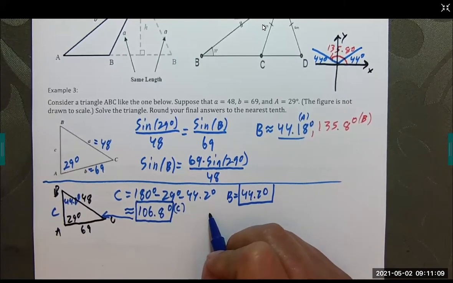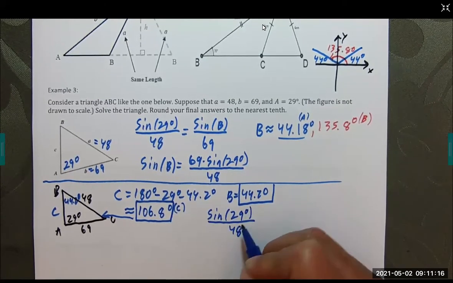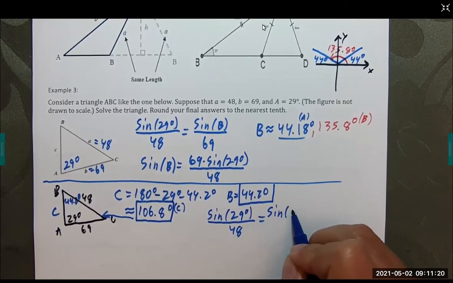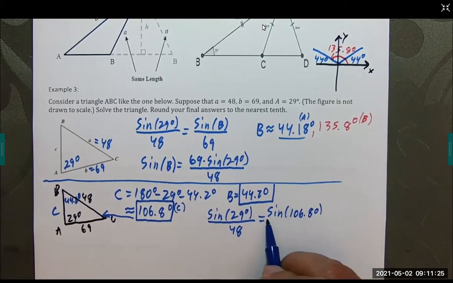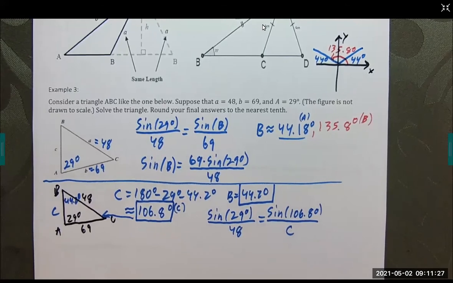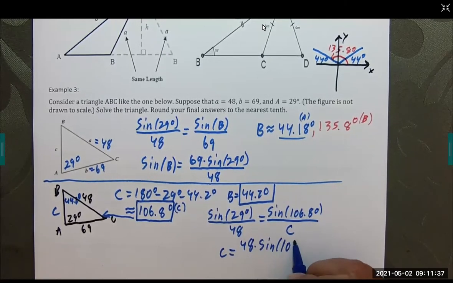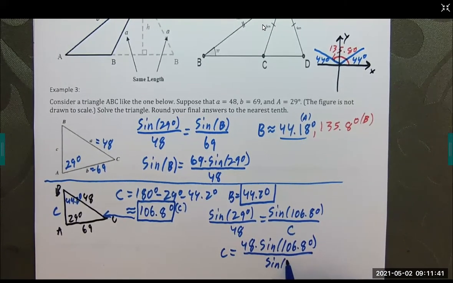So we're going to do sine of 29 degrees over 48 equals the sine of the 106.8 degrees, which I'm going to use memory C for that, over side C. Which means that side C is 48 times the sine of 106.8 degrees over the sine of 29 degrees.